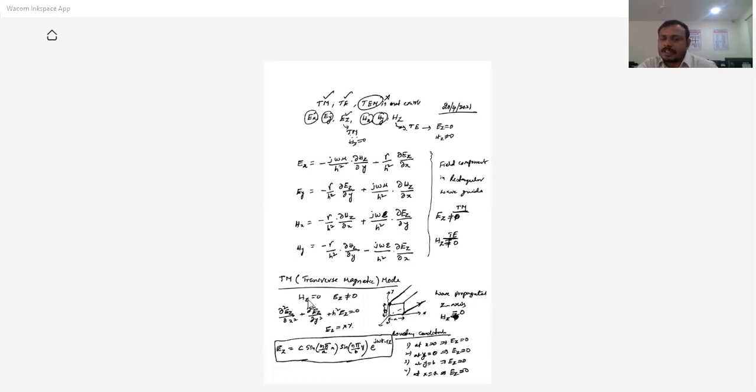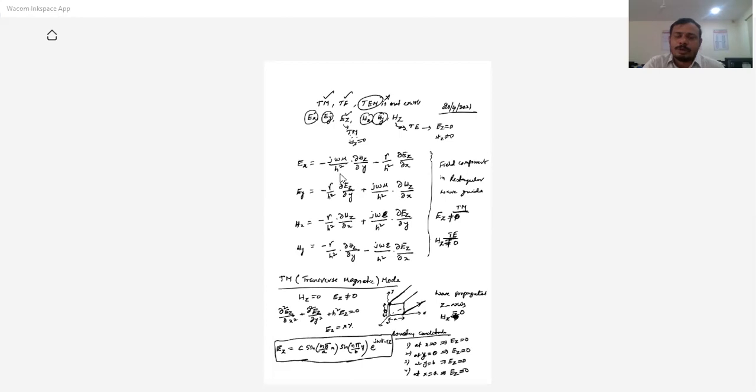Now we can write the remaining 4 for the TM mode. What is the TM mode? Hz is 0 for the TM mode. So the first terms in these expressions are 0. This is 0, this is 0, and this also 0. Why? Because it is a transverse magnetic mode, in which the Hz component is 0.